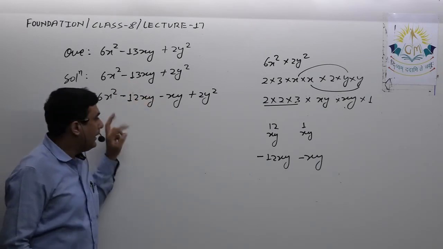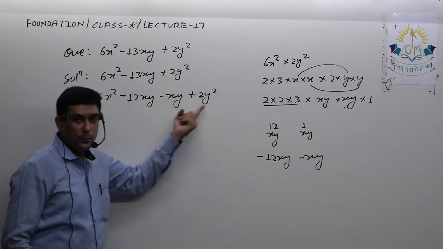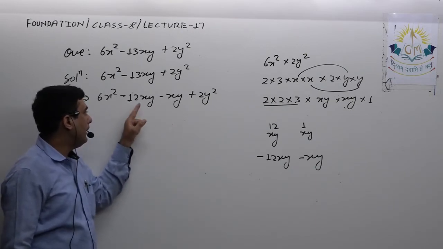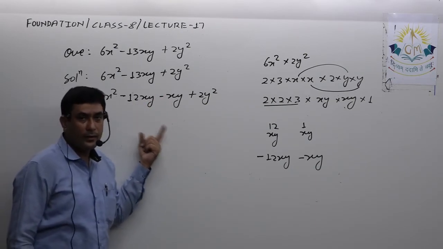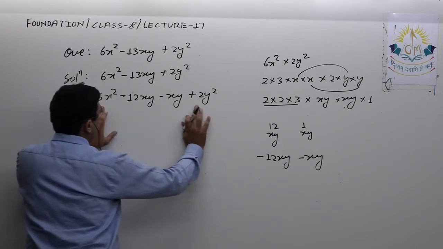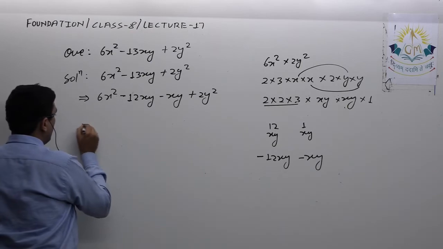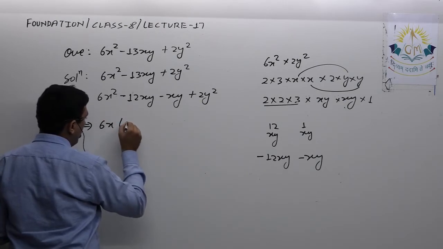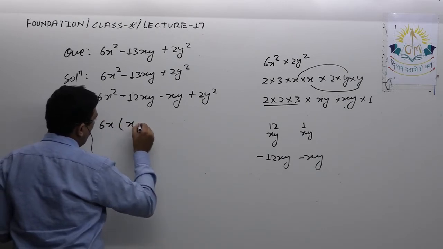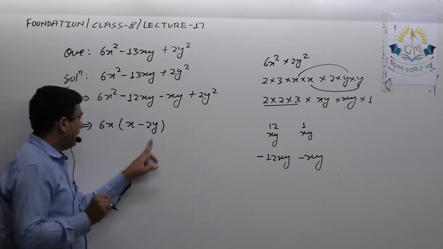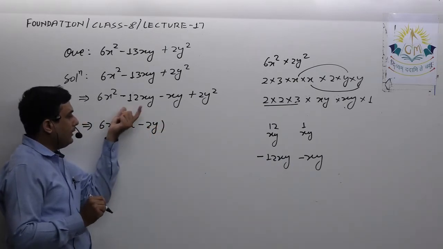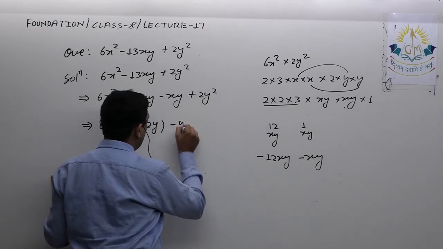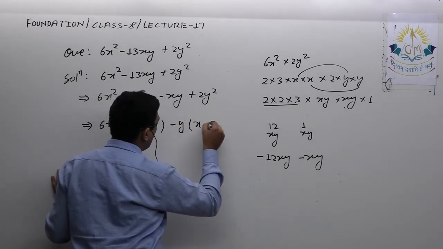Now before I proceed, I check whether the product of these two is the product of first and last or not. Minus into minus is plus, 12 into 1 is 12x square y square. So it should be plus 12x square y square. Yes, this is 6 into 2, 12x square y square, as well as positive. Now from these two I can take 6x common. As I take 6x common, here I will get x minus 2y. Minus 12xy, so I can take 6x common, and I will be left with minus 2y. Over here, I can take minus y common, so I will get x minus 2y.